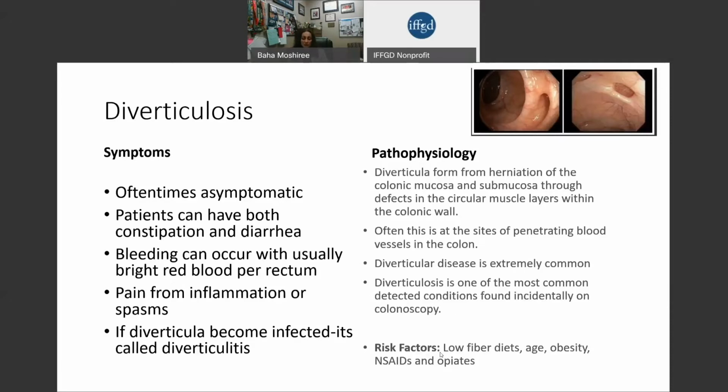There are risk factors for diverticulosis. One risk factor is being on a low fiber diet. So in the United States, Australia, and westernized societies with low fiber intake, there's a higher risk. Age is a risk factor: 50% of patients over age 70 will have some kind of diverticulosis. And then obesity, and use of non-steroidal medicines like the over-the-counter formulas such as ibuprofen and Advil, all of those can cause it. And then drugs like opiates.